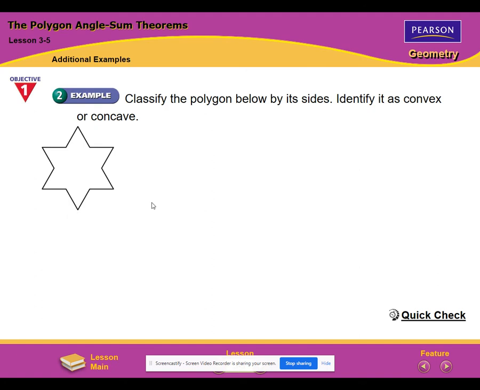Speaking of convex and concave, here we have a figure. It says classify the polygon below by its sides. All right, so if I start here and I go 1, 2, 3, 4, 5, 6, 7, 8, 9, 10, 11, 12, when I'm back to the vertex where I started. So this is a dodecagon. A 12-sided figure is called a dodecagon. And it's concave, right? It's caved in, it's dented in here.